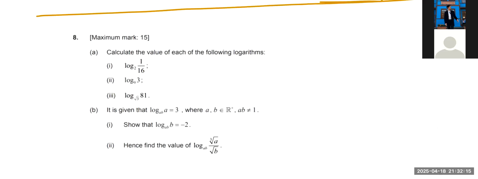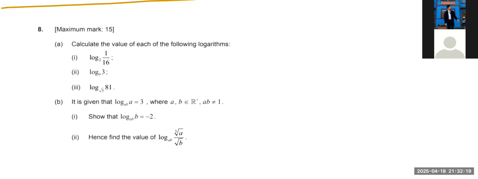So let's look at this one. These are numerical questions directly. We don't need a calculator for this. I mean, a calculator would be too easy. So the first one is log base 2 of 1 over 16. The question is, what do I raise 2 to get 1 over 16?